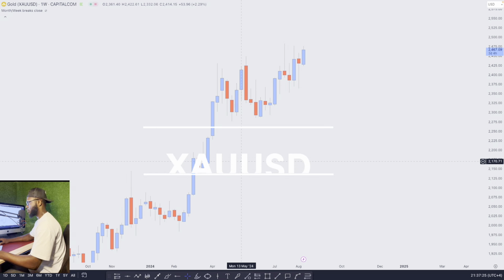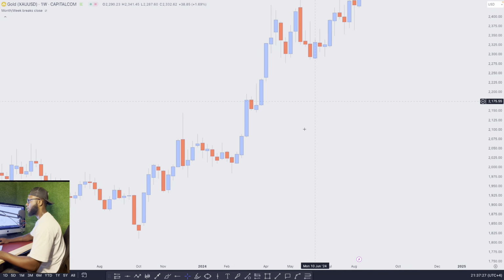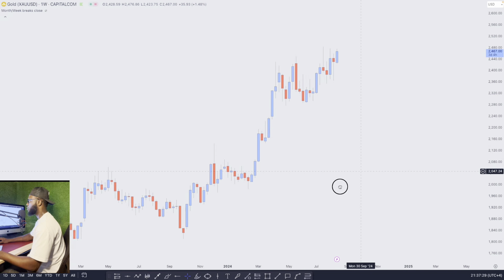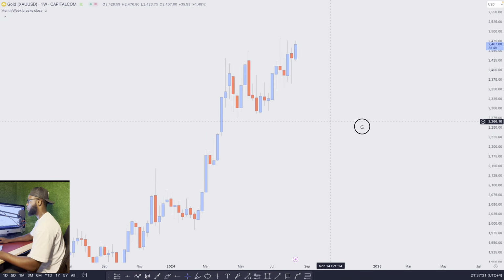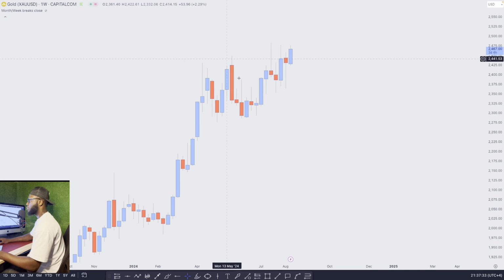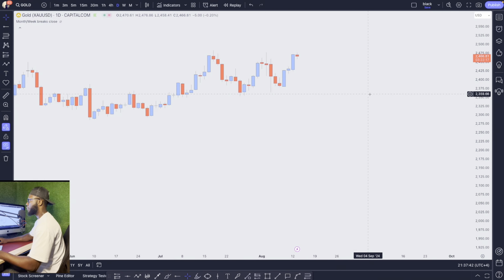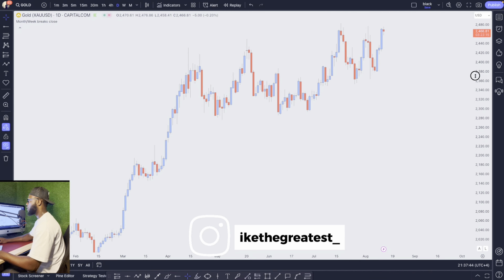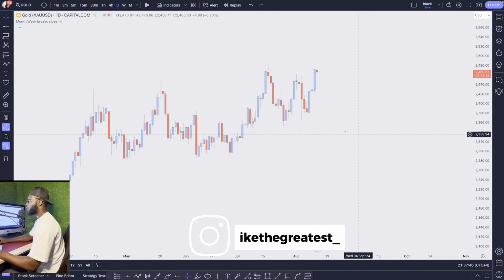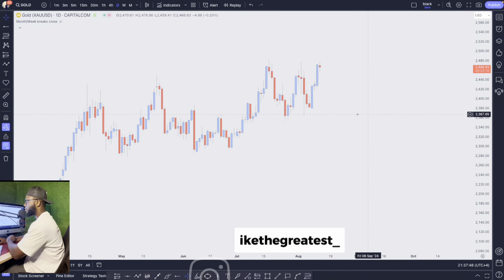Here is the last pair I'm going to talk about. This is gold. If you look at gold on the weekly time frame, we are very bullish. There is no sign of price just reversing to the downside, right? We have a high right here, low, and price is consolidating at this level. So let's go down to the daily time frame. This is the daily time frame, right? And this is where things are getting interesting, right?